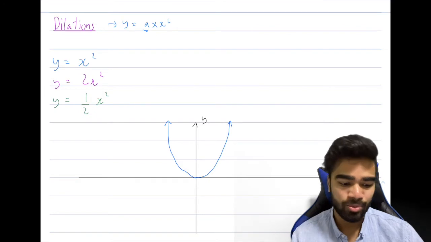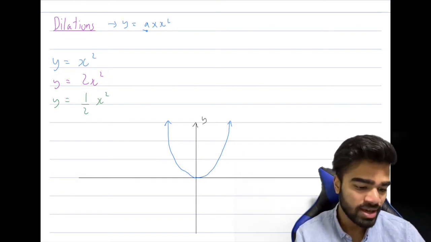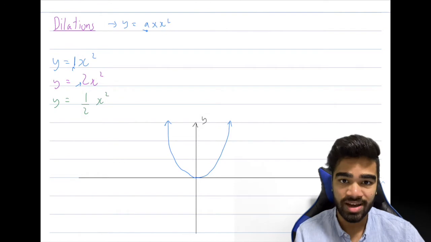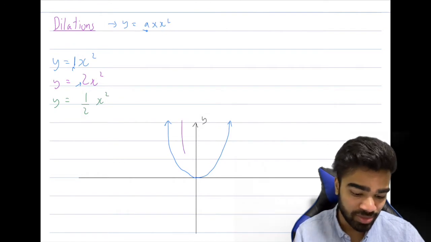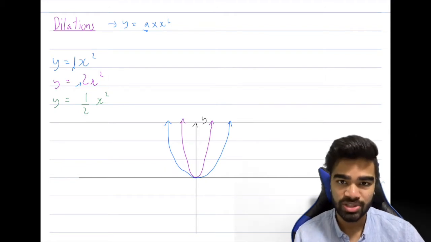Now we're going to look at how the graph of y is equal to 2x squared looks. If the number in front of x squared is 1, what happens if the number increases to 2? If the number is higher, then the graph is going to be squished in more, like so. Like that, and like that. So the higher the number, the more squished in the graph is.